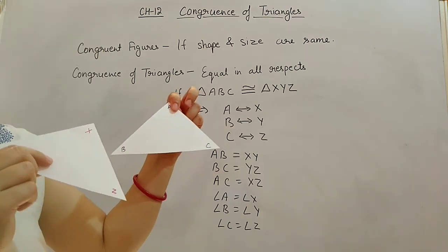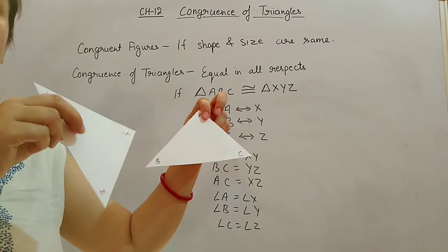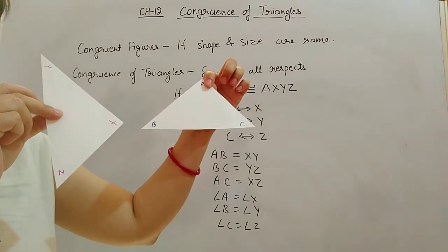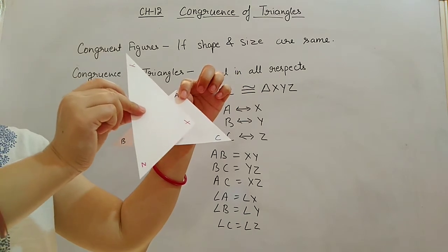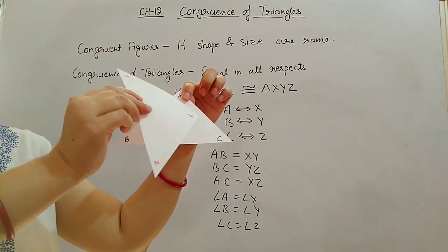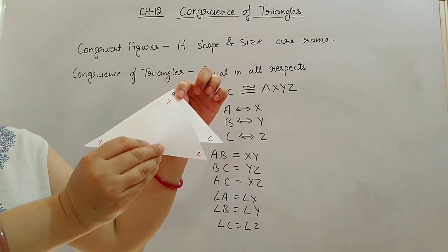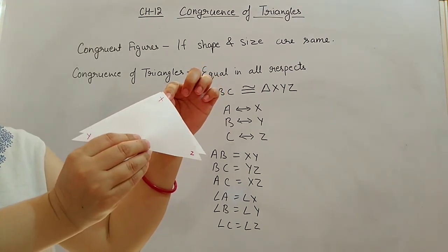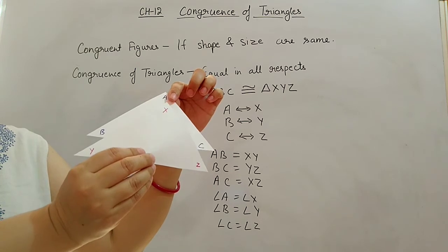When you prove congruency, sometimes the direction may be different. Suppose I keep this triangle like this and this one like this, then it will not overlap each other. It means we have to rotate it a little bit first, adjust it, and then check whether it is overlapping each other or not.